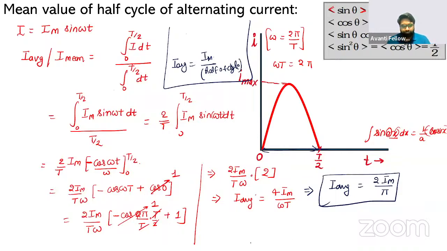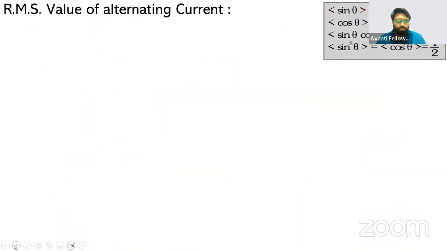ठीक है. I hope that everyone is clear with this concept of how to calculate the mean value of half cycle. किसी को कोई डाउट है? Anyone, any kind of doubt? No, yes and no. ठीक है. So we will do the RMS value of the current. ठीक है. What is actually the RMS value? ठीक है. RMS value से क्या मतलब है? चलो बात करते हैं अभी.